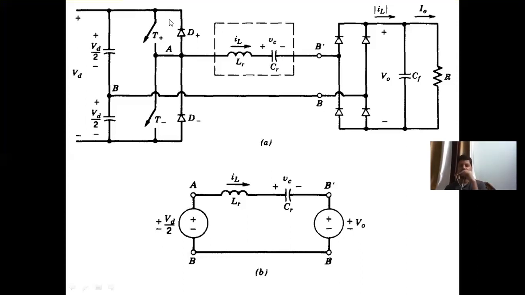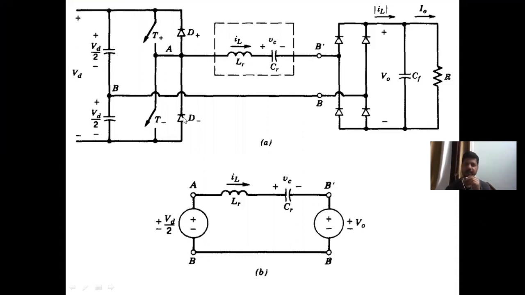So depending on which devices are conducting and whether the inductor current is positive or negative, you can have a number of possibilities here. If the inductor current is positive and T plus is on, then this VAB will be equal to plus VD by 2, whereas this VAB dash will be equal to VD by 2 minus V0. The inductor current is positive and T plus is conducting, then VAB will be equal to VD by 2, whereas VAB dash will be equal to VD by 2 minus V0, since the inductor current is positive.